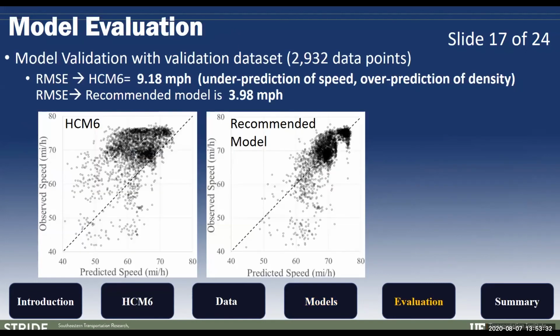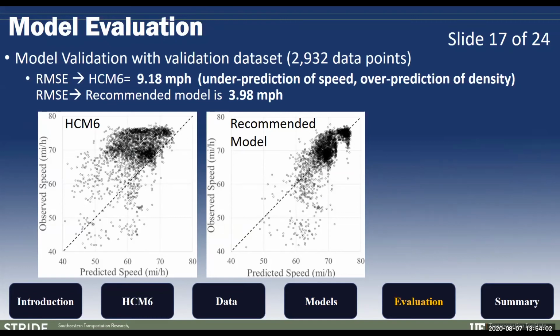Now, we said the 80% on the training. This is the 20% on the validation. And what is plotted here are observed speed on the y-axis and predicted speed on the x-axis. And as you can see very clearly, with tremendous amount of data, the HCM6 tends to underpredict the speed considerably.